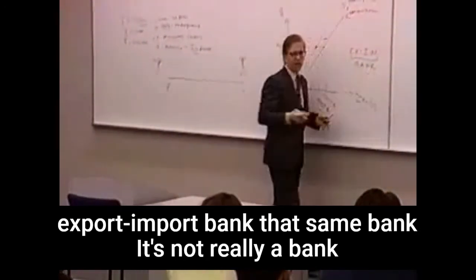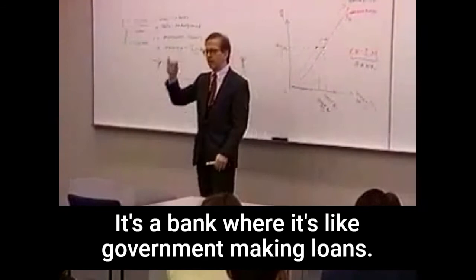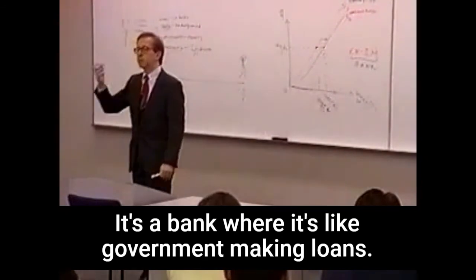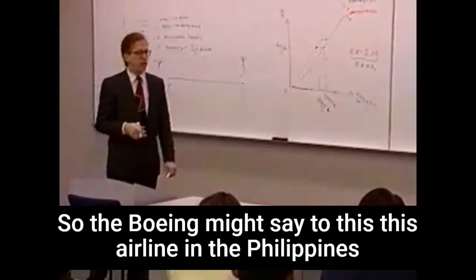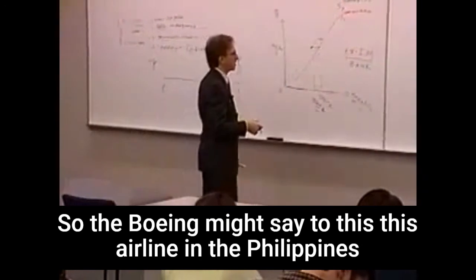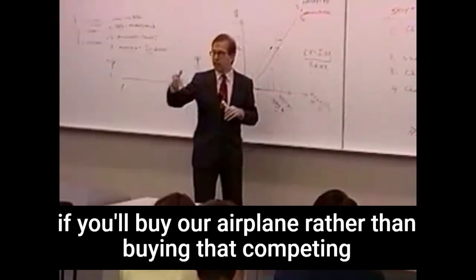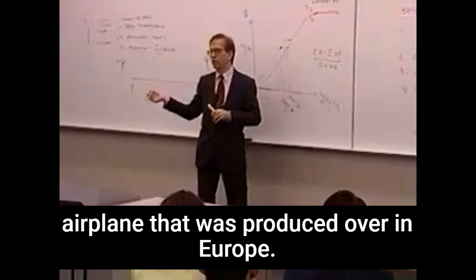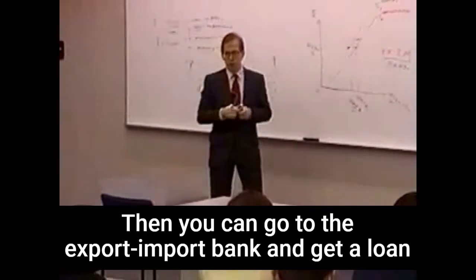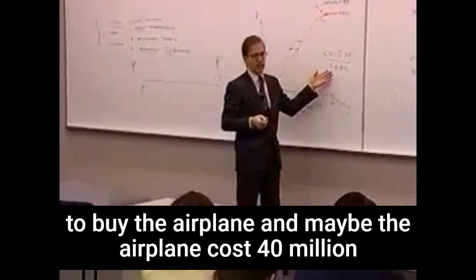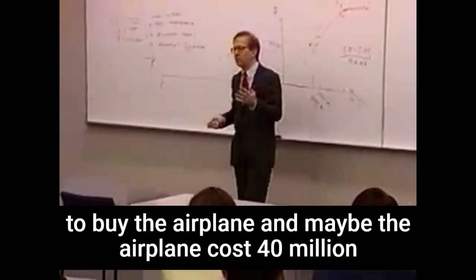It's not really a bank like where we'd put our deposits. It's a bank where it's like government making loans. So Boeing might say to this airline in the Philippines, if you'll buy our airplane, rather than buying that competing airplane that was produced over in Europe, then you can go to the Export-Import Bank and get a loan to buy the airplane. And maybe the airplane costs $40 million.